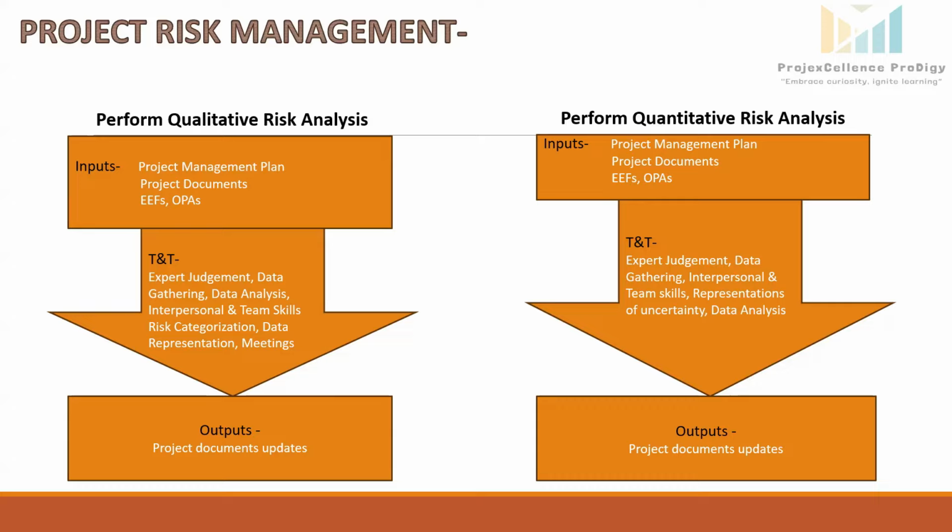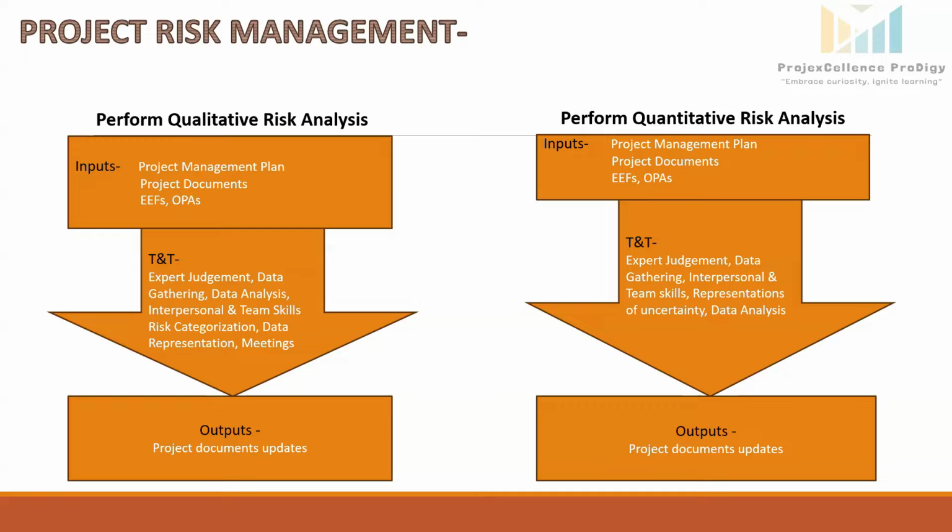Another way of data representation is hierarchical charts, or we call them bubble charts. It is used when multiple risk factors need to be visualized. For example, a risk that is urgent, highly detectable, and has a major cost impact can be represented with a large bubble in the risk chart. Meetings. What does it mean? Dedicated meetings where risks are reviewed, categorized, and prioritized. Accordingly, the risk owners are assigned for each major risk. Outputs, project document updates. During the perform qualitative risk analysis process, key project documents like the assumption log, issue log, risk register, and risk report are updated based on new insights gained about risk.